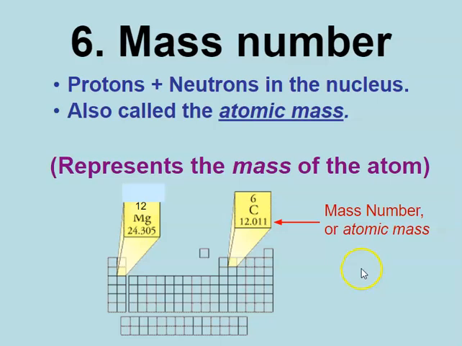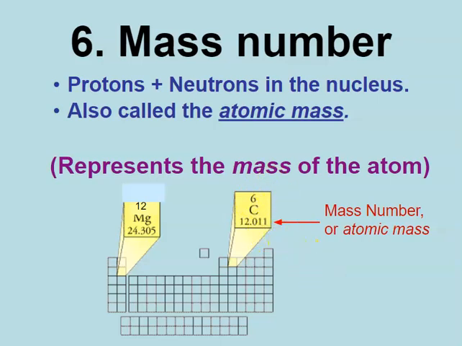And you can tell by taking the atomic number and subtracting it from the mass number, and that tells you how many neutrons you'd have, because this is protons. This is protons plus neutrons, so you subtract the protons, that gives you neutrons.